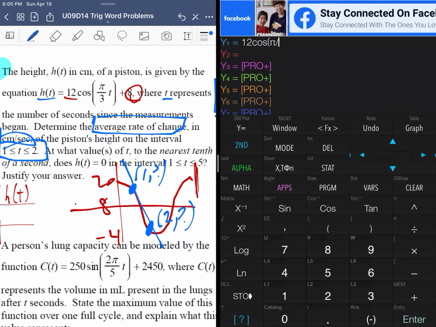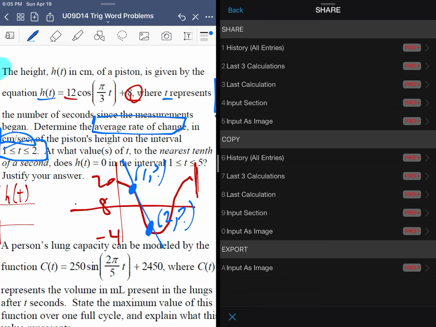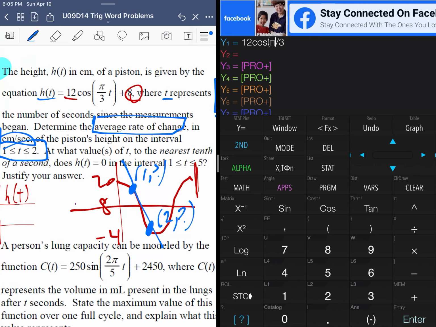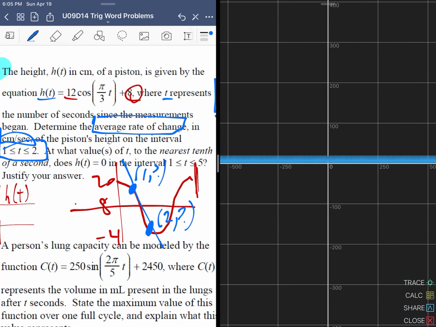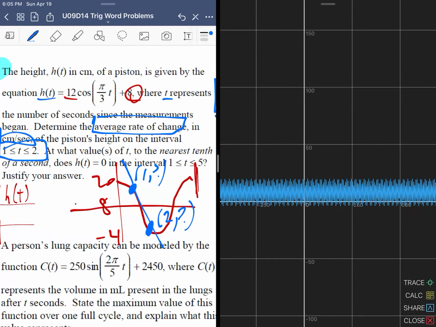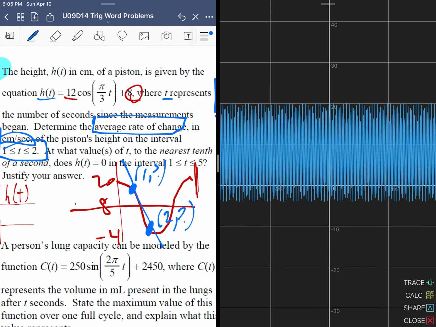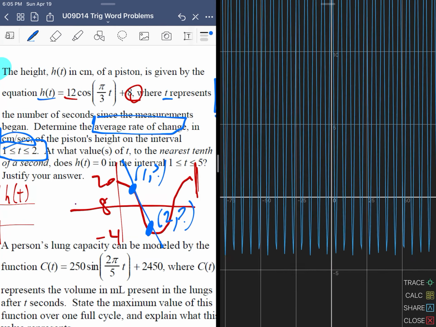pi divided by 3 times, I'm going to close that, I'm going to put the variable next to pi, so I'm just going to type the x key, divided by 3. So this should be that equation so far, plus 8. So if I look at the graph of this equation, you can see we're a little bit zoomed out on my graph here.